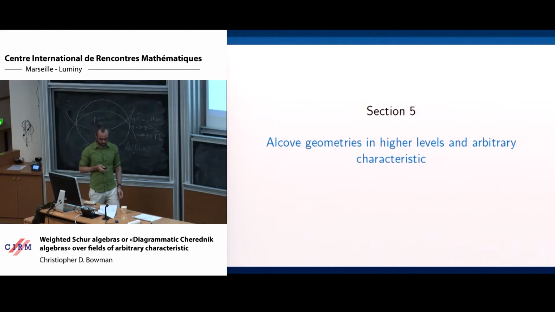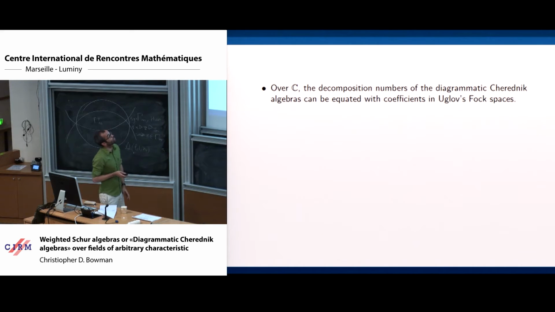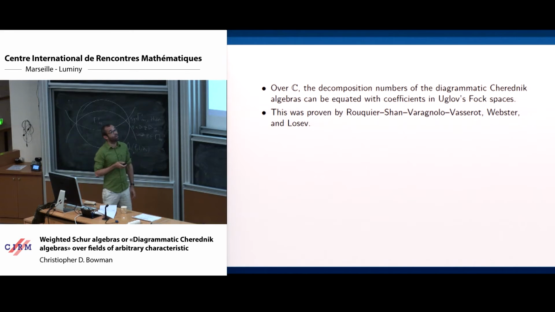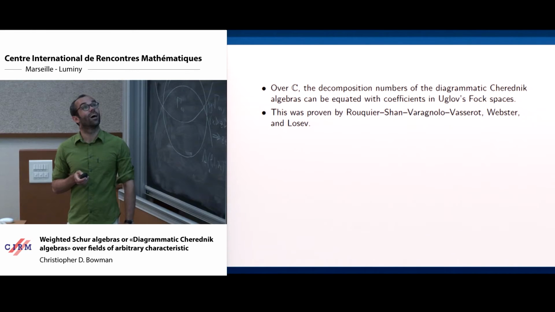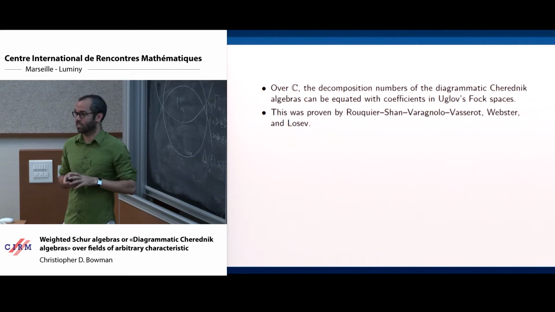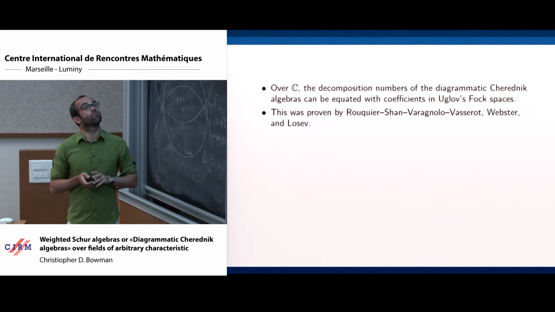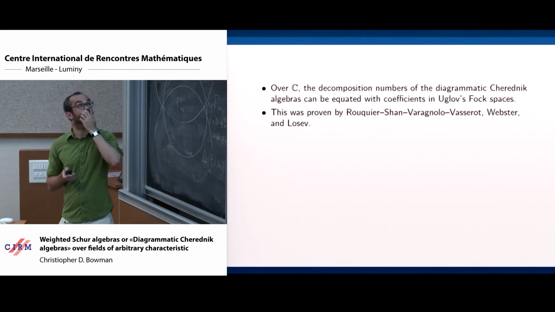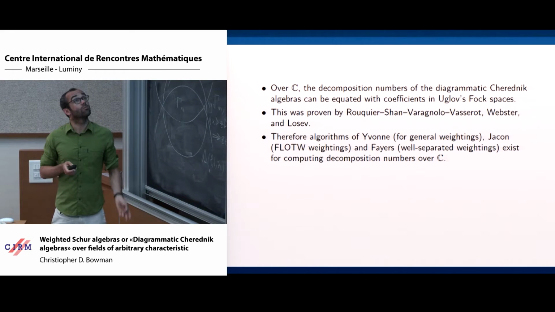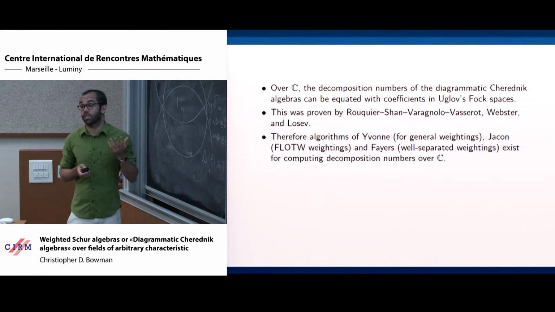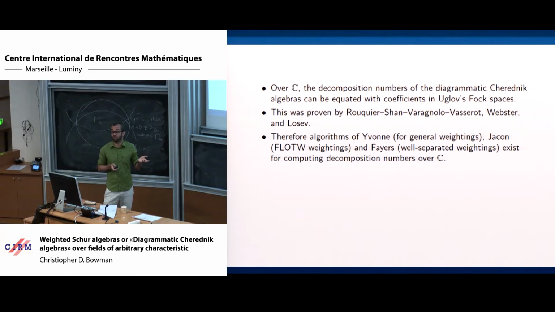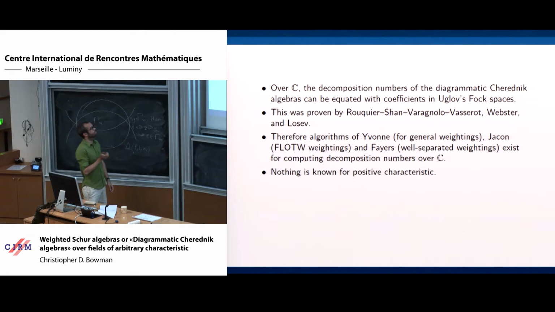Okay, so alcove geometries. So over C, the decomposition numbers of these diagrammatic Cherednik algebras can be equated with coefficients in Uglov's Fock spaces, which I'm not going to go into. This was proven by Rouquier, Chan, Varigno, Levasseur, once you interpret these diagrammatic Cherednik algebras as being Morita equivalent to what they're interested in. And then subsequent proofs by Ben Webster and Lesève have turned up as well. So because of this theorem, there are actually algorithms for computing these decomposition matrices over the characteristic zero fields. But nothing is known for positive characteristic, so let's try doing that.